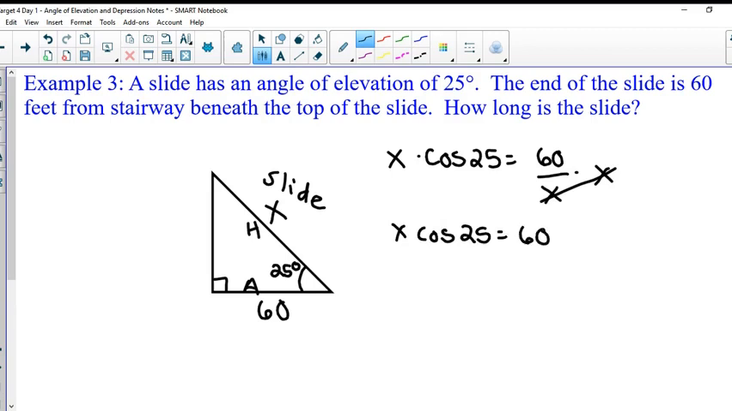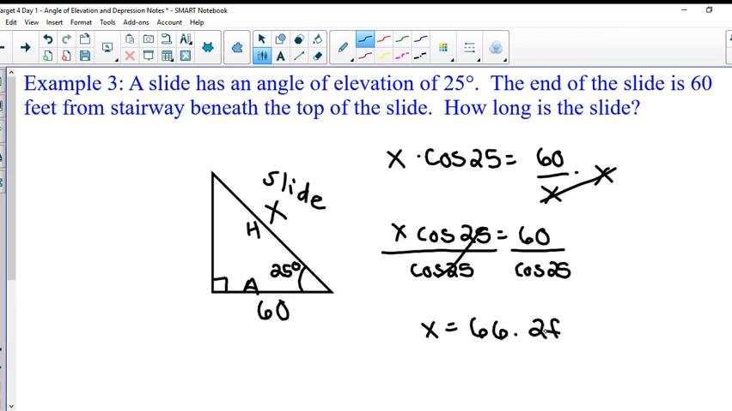And remember, we need to get x by itself. So we are going to now divide by cosine 25. Cosine 25s will go away. This is where you're going to pick up your calculator. This is what we're plugging in. So 60 divided by cosine 25, you should be getting 66.2 feet. All right, feel free to pause the video, read through it one more time, and then move on to the next problem.